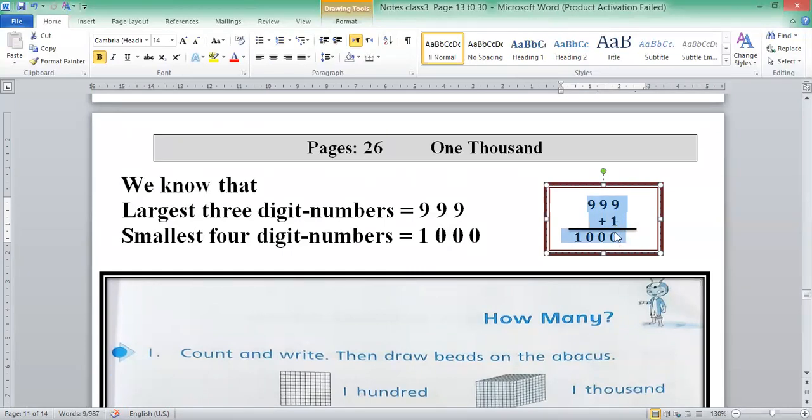9 plus 1, 10. Carry 1. 9 plus 1, 10. Again carry 1. 9 plus 1, 10. We get 1000. Dear students, remember that 1000 is the smallest four-digit number and it is the first four-digit number as well.